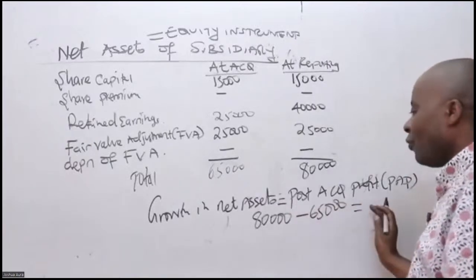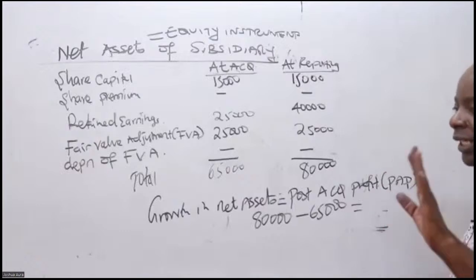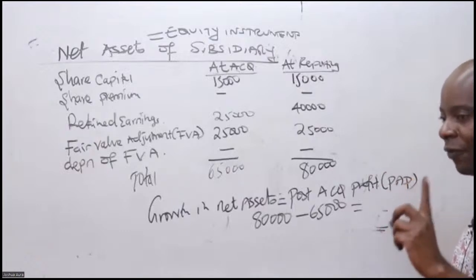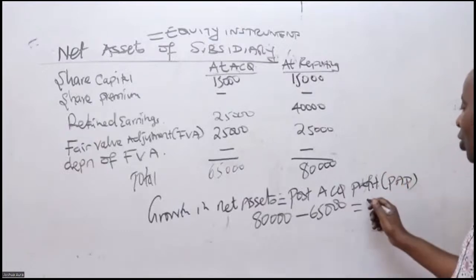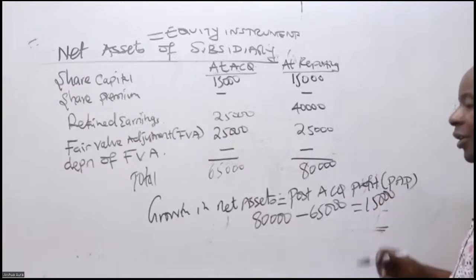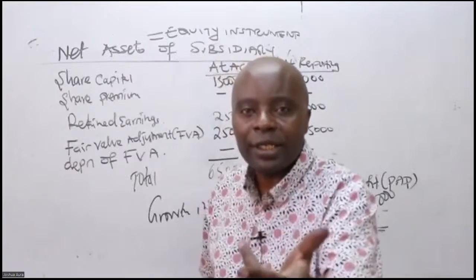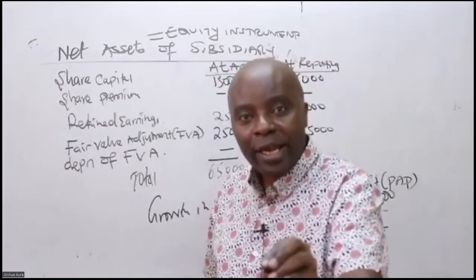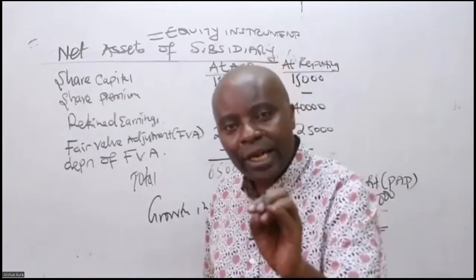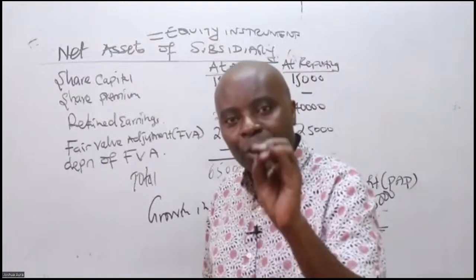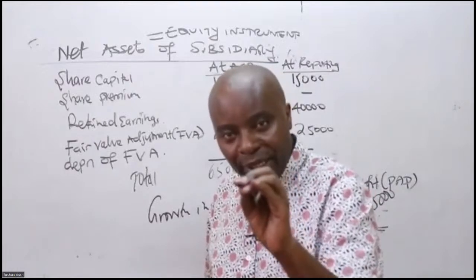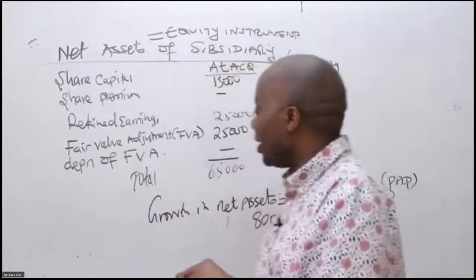Could you kindly give me this answer? 80,000, don't write anything. 15,000, thank you very much. So this is basically the wealth that the subsidiary has generated since it was acquired. The wealth must be shared out between the two owners of this company.